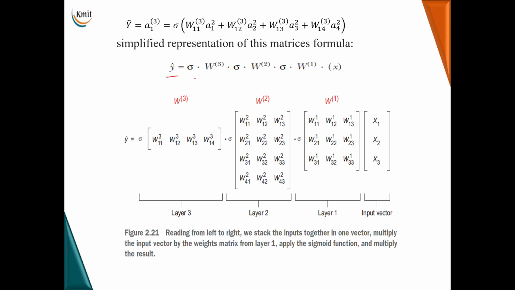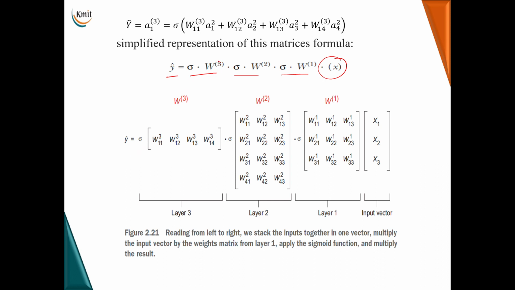Predicted output is equal to the third layer sigma of W3 multiplied by the second layer sigma of W2, sigma of W1 first layer multiplied by the input vector. That is, I am multiplying the input vector by the weight and then applying the activation function. Converting it into matrix form, I have y hat is equal to sigma of y3.